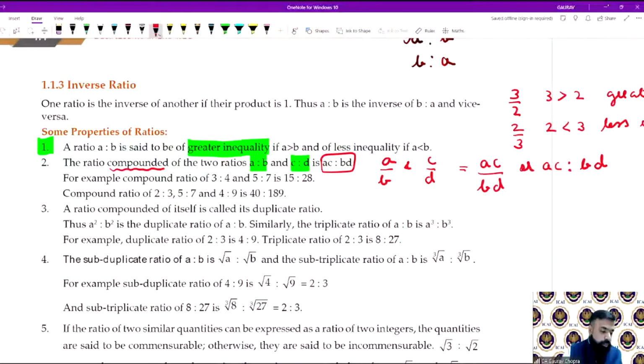Soumya Rajan says, my messages are visible. Yes, everybody is visible. No need to worry.